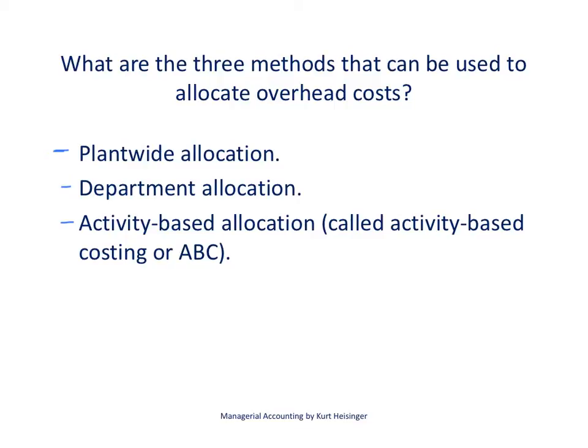There are three basic approaches that are typically used to allocate overhead to products, and you'll see those here. We have the plant-wide allocation approach, the department allocation approach, and what we call activity-based costing. Activity-based costing will be in a separate video. We're really going to focus on the first two approaches in this video, the plant-wide approach and the department approach.